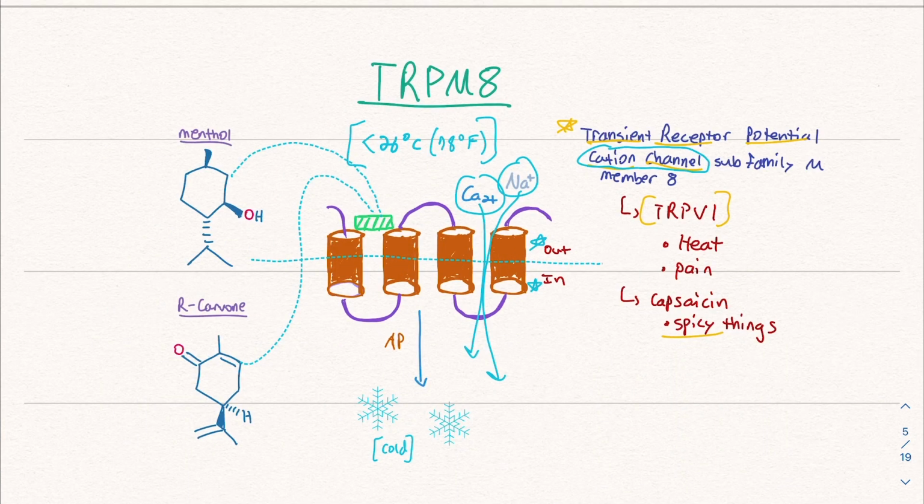Lastly, we spoke about TRPM8, this really interesting receptor that not only offers us to perceive heat and pain, but in this case to perceive cold or cooling sensation. Menthol, carvone bind to this receptor. These ions move into the cell, activating this cooling sensation. It's also activated when temperatures drop below a certain amount.